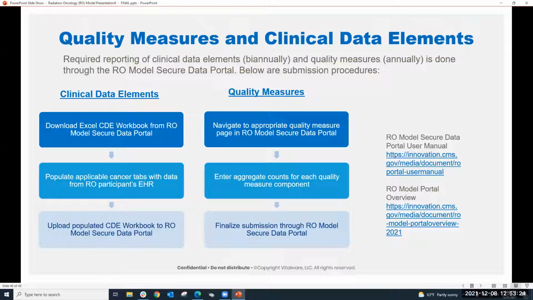And then for quality measures, there's a quality measure page within the portal, and you're going to just put your totals, your numerators and your denominators in there. And then I have the links on the side on how to access the portals and how to use them.